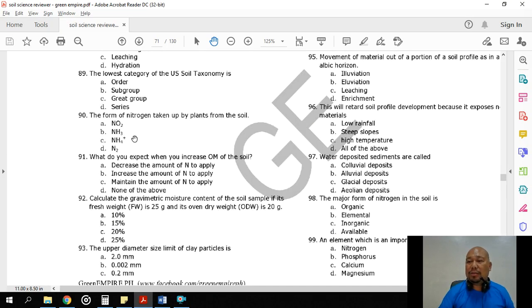NH4+. There is no nitrate there. So the only answer would be letter C, NH4.